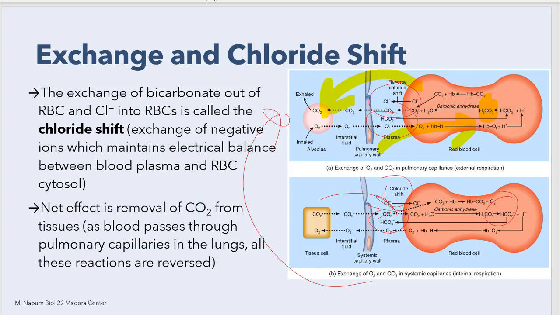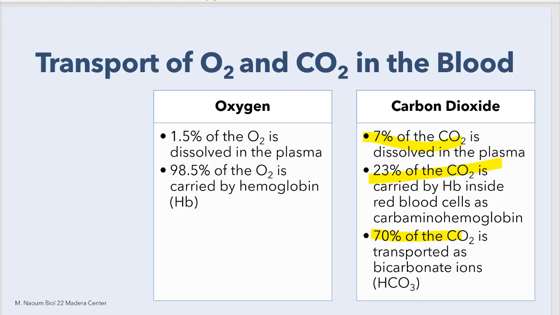So when it comes to transport of these gases, most of the oxygen will be bound to hemoglobin. Some of the carbon dioxide can be bound to hemoglobin, but the majority is transported as bicarbonate.